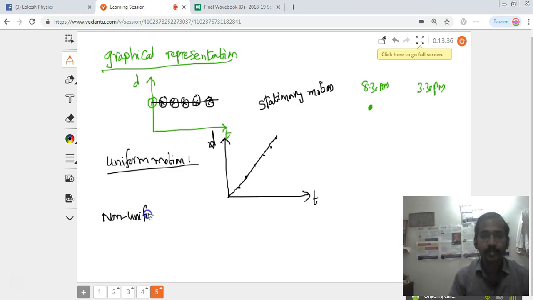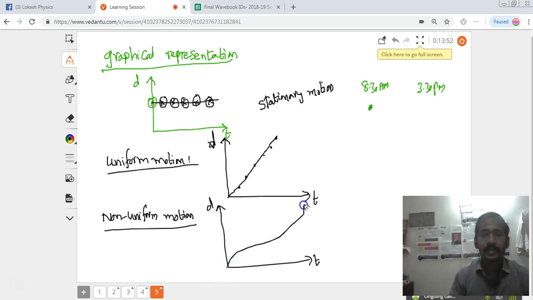Non-uniform motion. Time t, distance d, non-equal distances in non-equal intervals of time. This is the graph. So this is non-uniform motion. Clear?